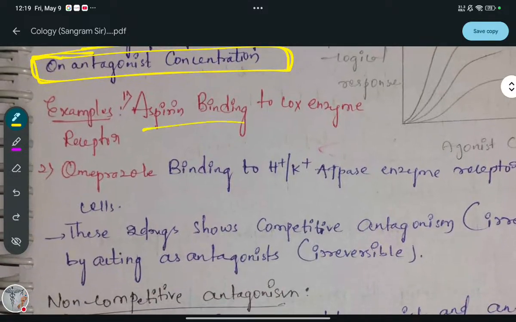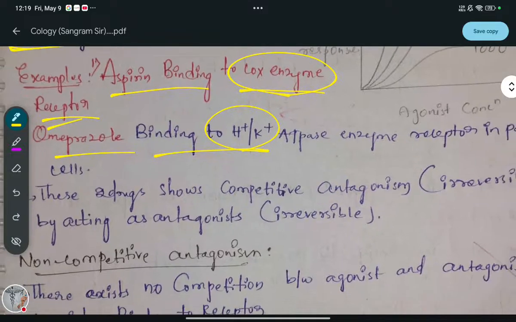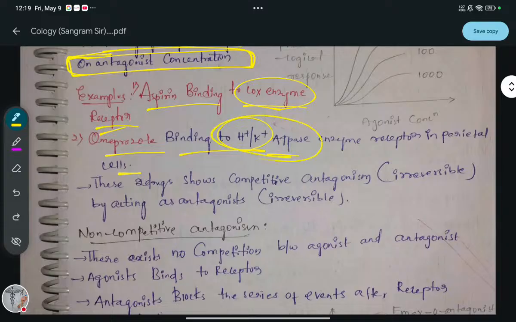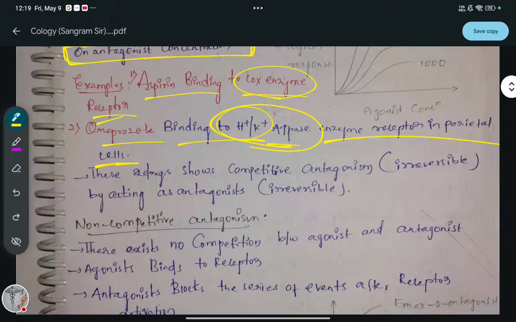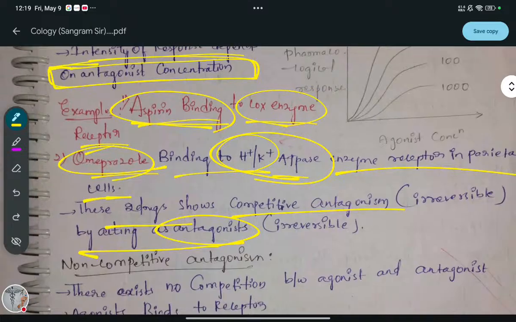Next, for example, number one, aspirin binding to the COX enzyme. Number two, omeprazole binding to the hydrogen-potassium ATPase enzyme receptor in the parietal cell. These two drugs show competitive antagonism, but it is irreversible competitive antagonism. So when you take aspirin and also omeprazole along with that, both will show irreversible competitive antagonism.